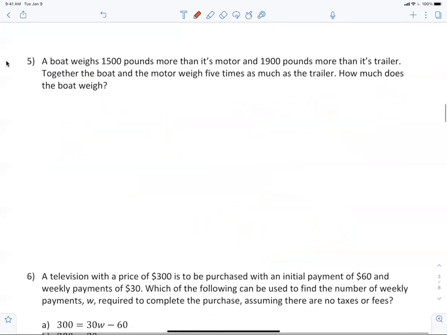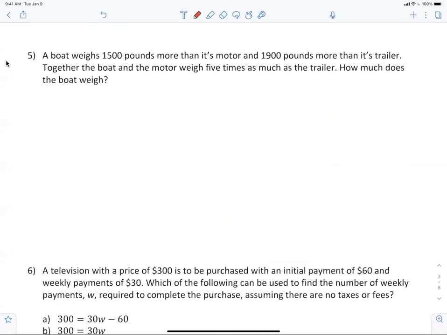Number 5. Of course, have we seen this one before? Yes. So your job is, can you write it out? You've seen it a second and a third time. So let's see if you can write it out. I'm going to pause and give you a minute. Okay, so once again, guys, we're talking about 3 things here. So everybody should put boat, the motor, and the trailer.